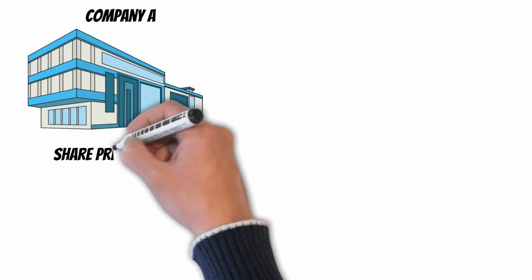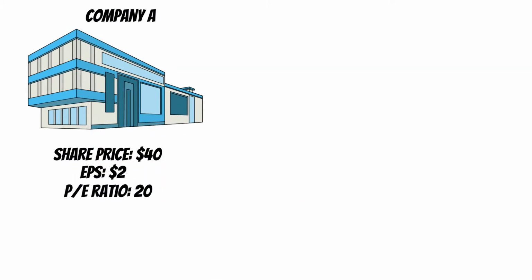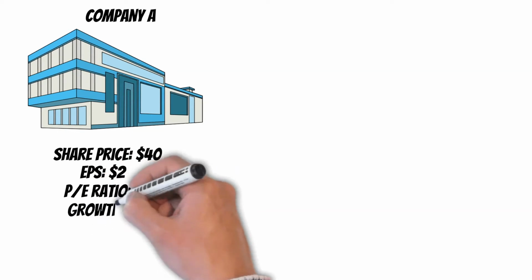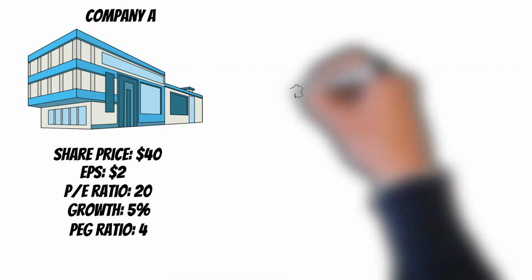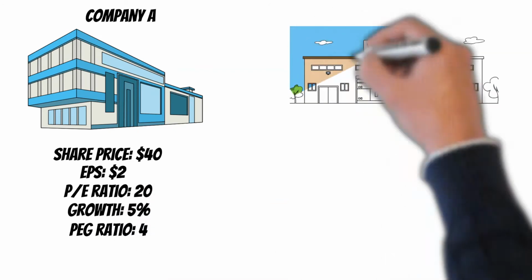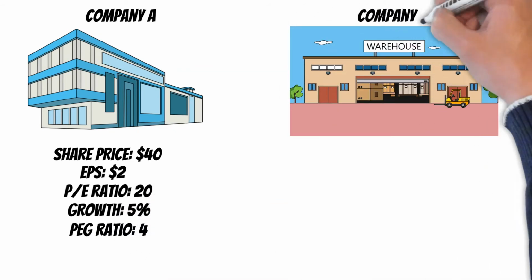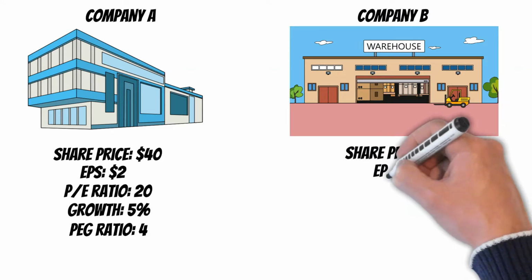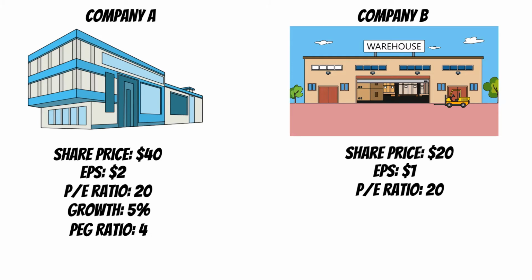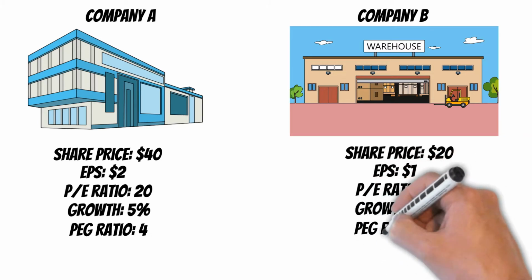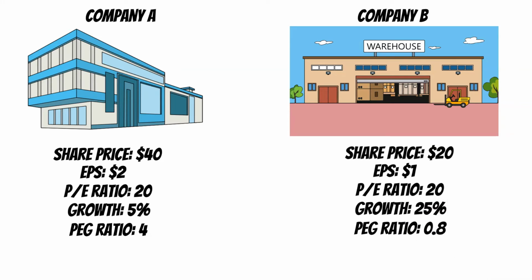Company A's price per share is $40 and earnings per share are $2. That means the PE ratio for Company A is 20. The growth is 5%. 20 divided by 5 is 4. So the PEG ratio for Company A is 4. Company B's price per share is $20 and the EPS is $1. That means that the PE ratio is exactly the same as Company A's. But the growth for Company B is 25%. The PEG ratio for Company B then comes to 0.8.